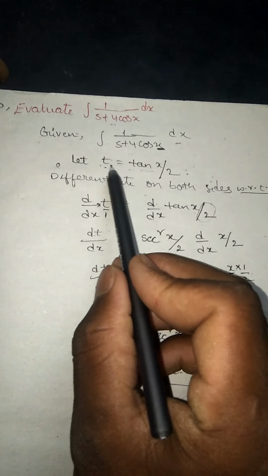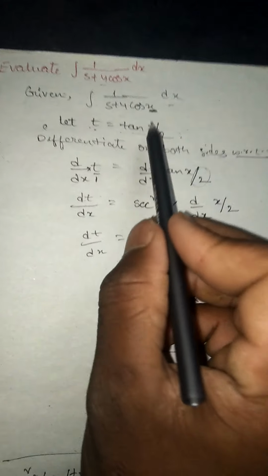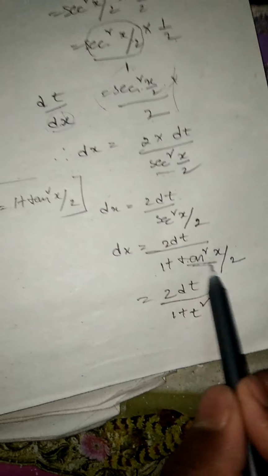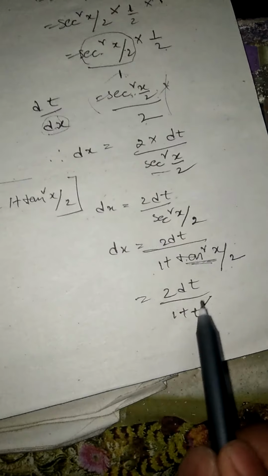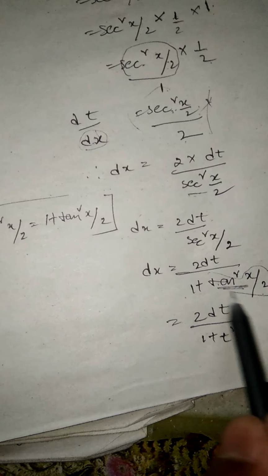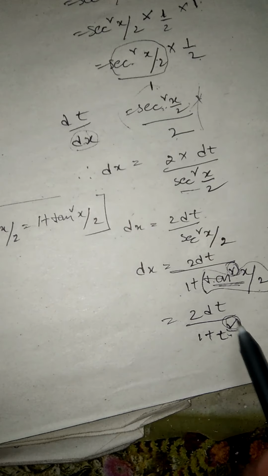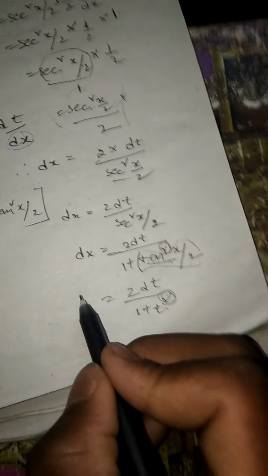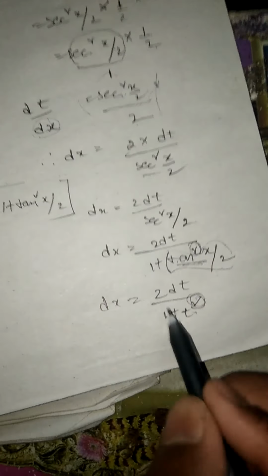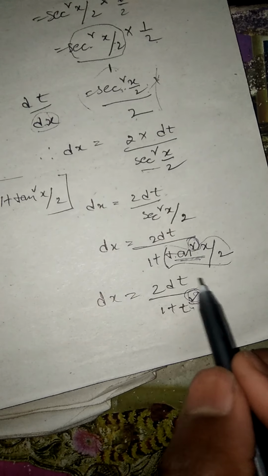At the starting of the sum, we let t is equals to tan x by 2. This tan x by 2 is substituted here. Tan square x by 2 is t square, because tan x by 2 means t and here there is the square. So we get dx is equals to 2 dt by (1 plus t square).